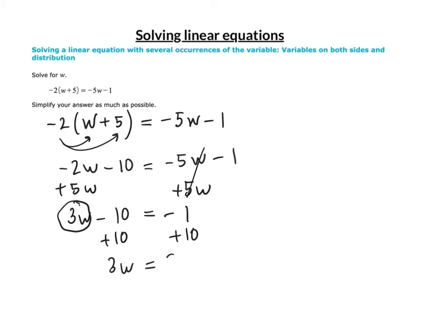3w equals 9. Now this is 3 times w. To get rid of multiply, we divide. So we'll divide both sides by 3. Those cancel. That's now 1w. 3 divided by 3 is 1. 1w is the same thing as w. So this is w equals 9 divided by 3 is 3.